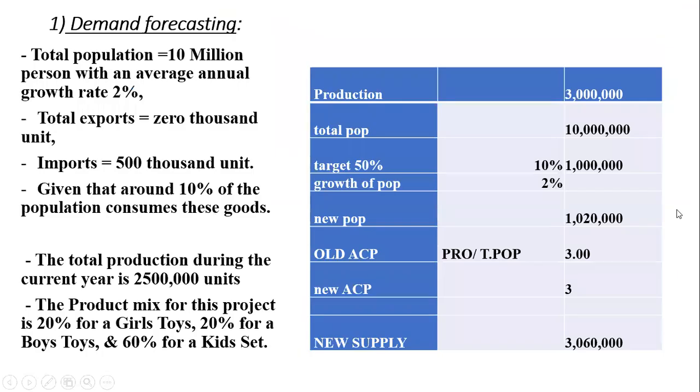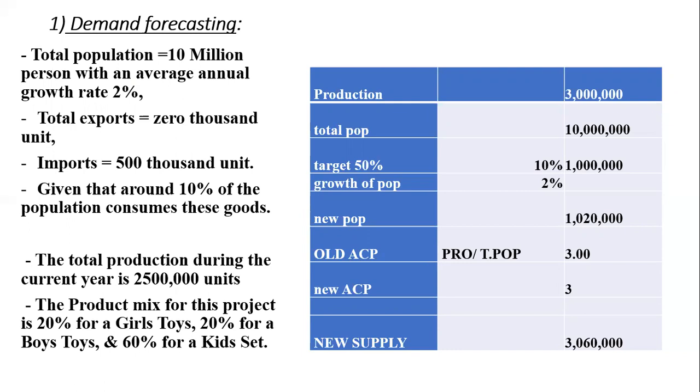forecasting. We start with the given data according to the market research: the total population is 10 million people in this place, and the average growth rate is 2%. So here it is just a 2% growth rate. Exports are given here as 0. We're not exporting, we're just importing 500,000. And around 10% of this population is given to be taking this product.